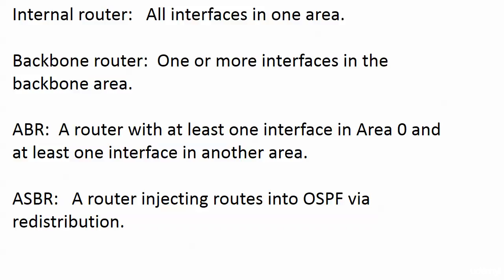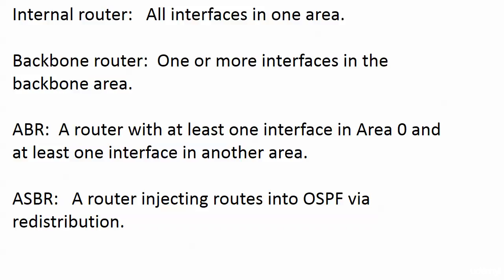But as far as an internal router goes, that's just an OSPF router with all interfaces in one area. Doesn't matter which area it is. Backbone routers have to have at least one interface in the backbone area. Nothing to that, pretty simple definition. Just make sure you have it down for your exam. Now the ABR, you really want to watch this one. It's a router with at least one interface in area 0 and at least one interface in another area. So that's where the area border router comes from. It's got to have a connection, physical or logical, to area 0.